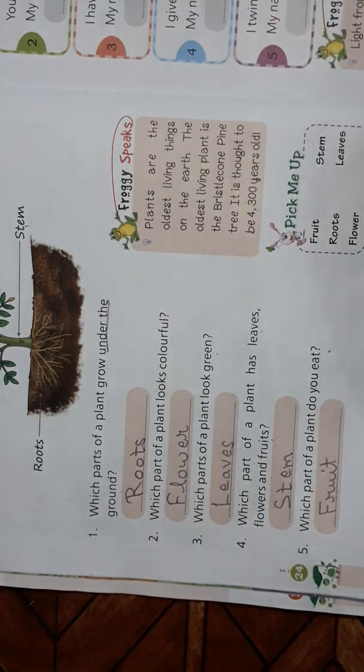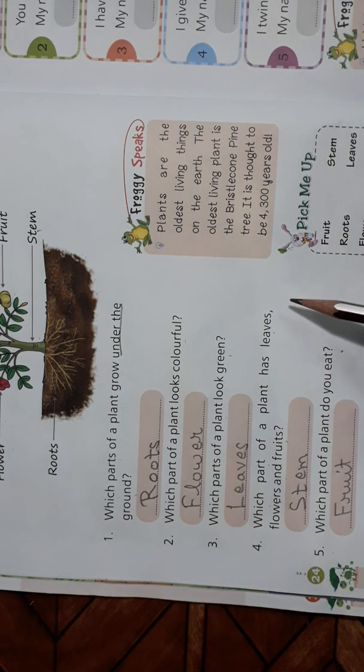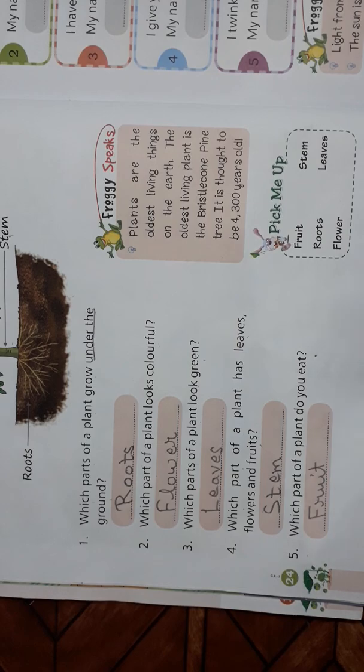Alright, I hope all these questions are clear to you all. The underground part is called root, colorful part flower, green part of a plant leaf, that part of a plant which carries leaves, flower and fruit is called stem, and the part of a plant that we eat is called fruit.